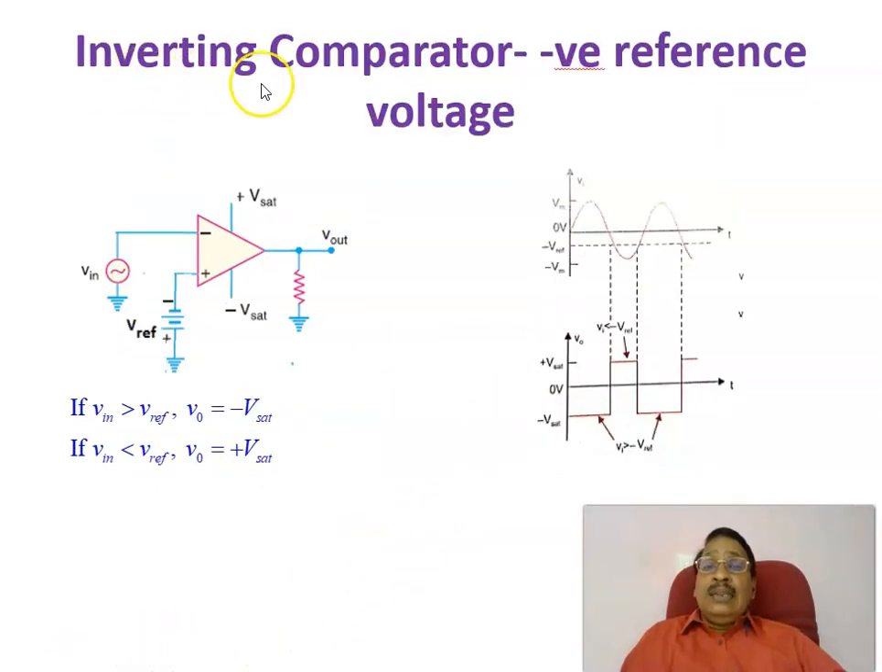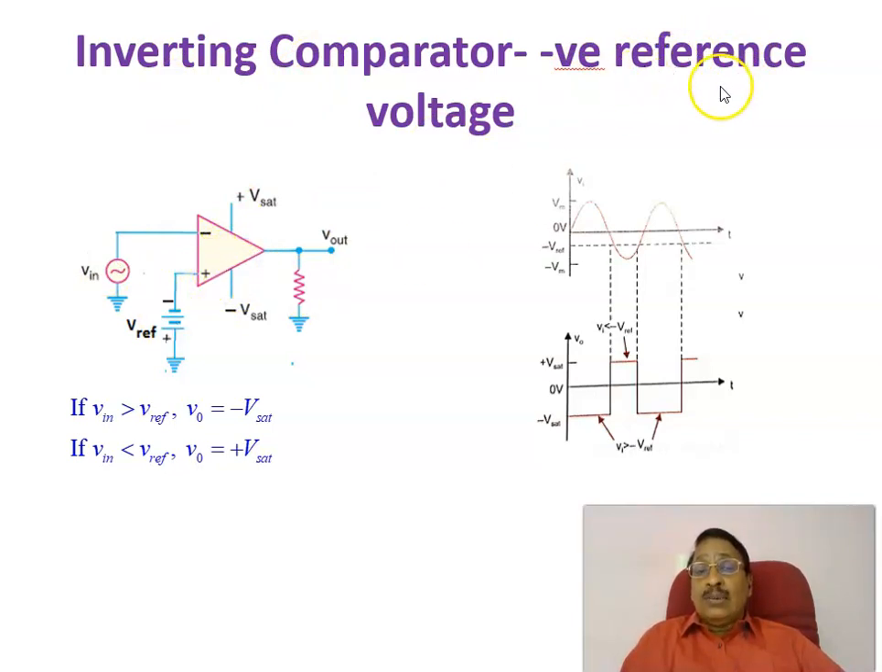Now continuing the inverting comparator with a negative reference voltage. Again, inverting comparator means you are applying the signal to the inverting input. This is the input signal that is applied to the inverting input. Therefore, in a comparator, you are comparing the magnitude of these two voltages, in which the input signal is given to the negative input, that is why it's called an inverting comparator, and to the non-inverting input is the reference voltage.